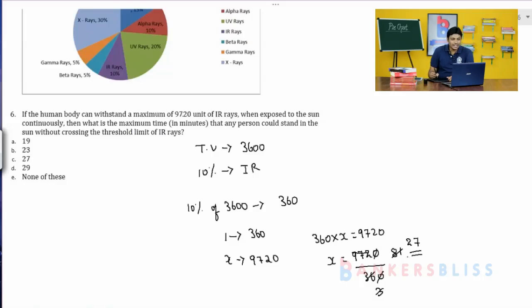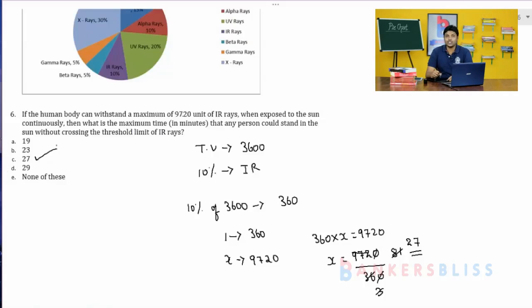So, you got 27 as the answer, means you can stand 27 minutes continuously under the sun rays to receive 9720 units of IR rays. So, 10% is the IR rays. Per minute we are going to receive 360 units, then we have to receive 9720 units. Then how much time do we have to stand under the sun rays? That is 27 minutes. So, option C is the right answer. 9720 by 360, option C, 27 minutes is the right answer.